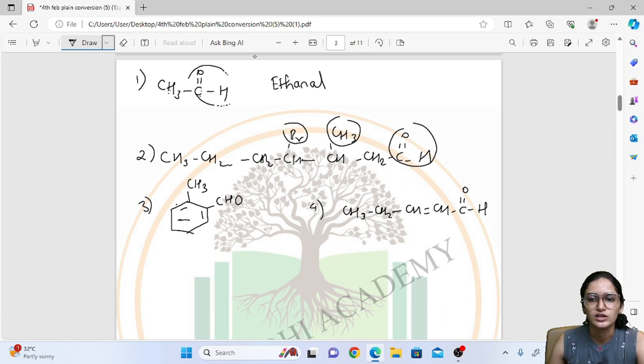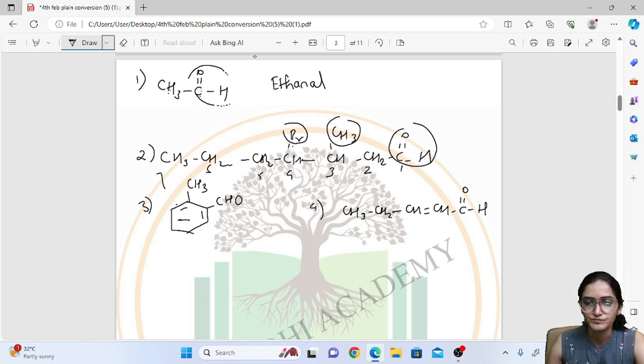Okay, and the longest chain numbering will start from the right side. So 1, 2, 3, 4, 5, 6, 7. The carbon chain contains 7 carbons and our substituents are at the third and fourth carbon. But here the question comes: which substituent to write first, because we have two substituents? We have to write according to alphabetical order. Bromo, B will come first, so the name will start with bromo.